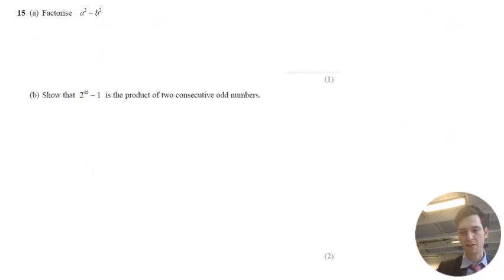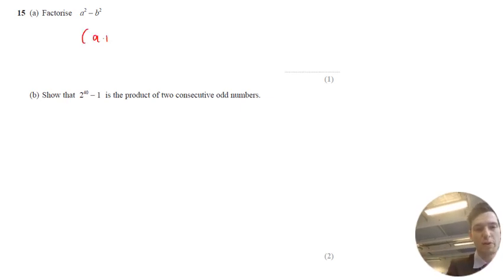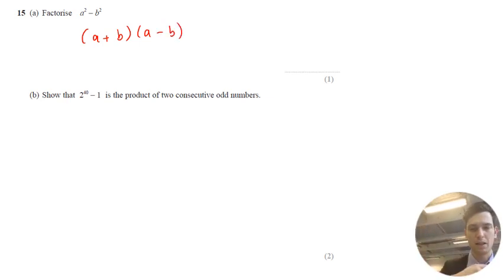Okay, question 15. This was the question from the mock, at least in part B, that no one in the U group got right. So let's go over it. Part A, lots of you got right. A squared minus b squared. You realize that this was the difference of two squares, which we've done in today's lesson, actually. So you should all be able to say that this is a plus b, a minus b.